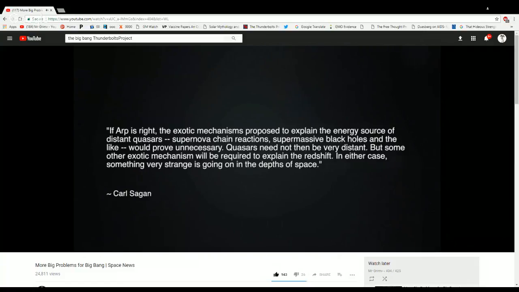Sagan continues, "If Arp is right, the exotic mechanisms proposed to explain the energy source of distant quasars, supernova chain reactions, supermassive black holes, and the like, would prove unnecessary. Quasars need not then be very distant, but some other exotic mechanism will be required to explain the redshift. In either case, something very strange is going on in the depths of space."